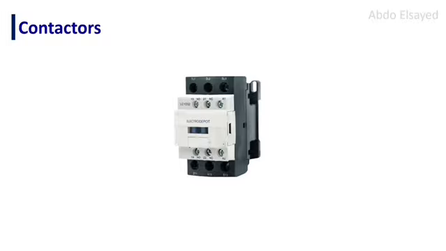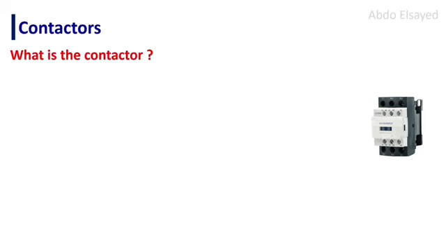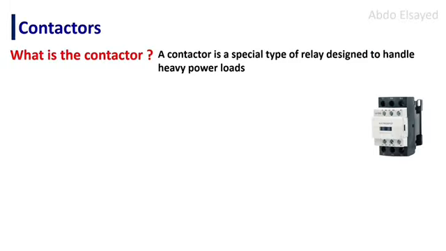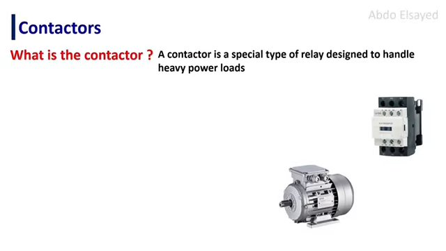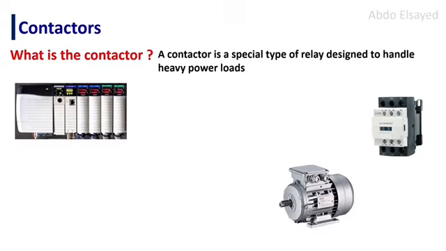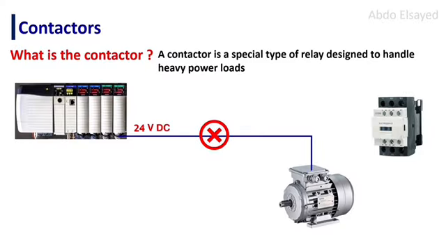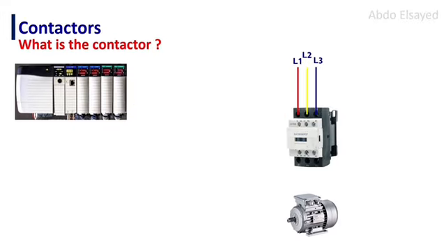We will talk about another field device. It is the contactor. To understand the job of it and how it is used, we assume that we have a motor and we need to run it using a PLC signal. Will we connect the motor directly to the PLC? Of course, no, because PLC output is 24 volt DC, but the motor needs 400 volt AC with high current source. In this case, we should use a contactor.